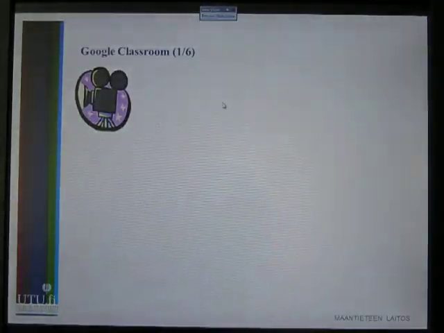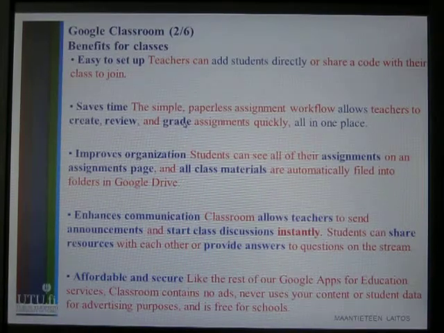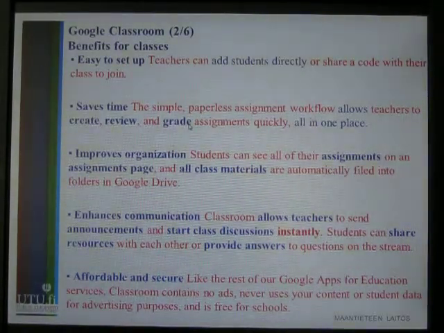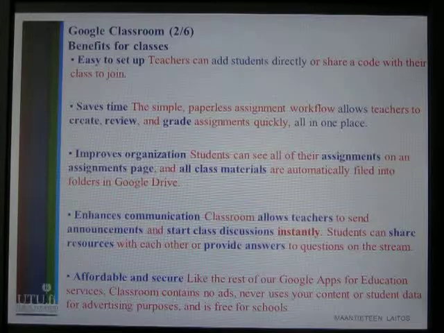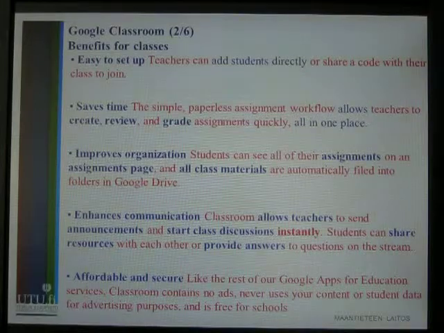Okay, let's continue with Google Classroom. Because of time, let us move quickly. The main benefit of Google Classroom is that it is easy for the teacher to set up, because he can add students. The second is that it saves time, with a simple, paperless assignment workflow. It also improves organization, as students can see all of their assignments. The other benefit is enhanced communication. Classroom allows the teacher to send announcements and start class discussions instantly, and finally it's affordable and secure.